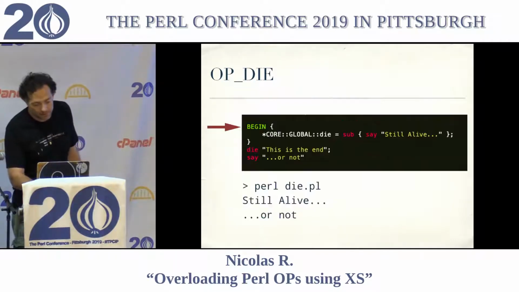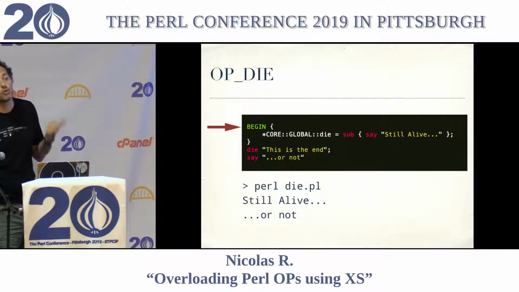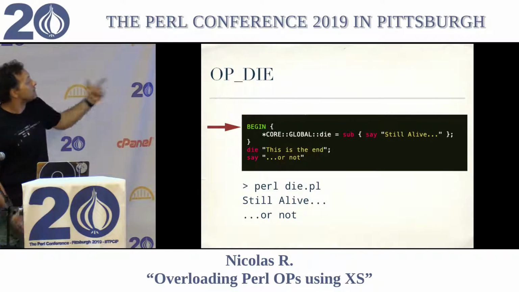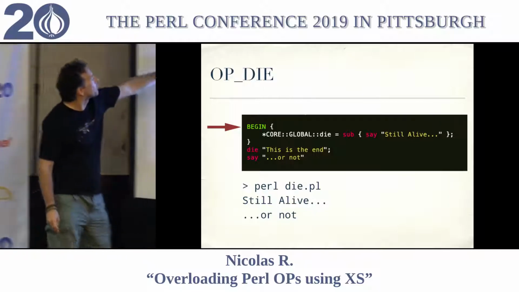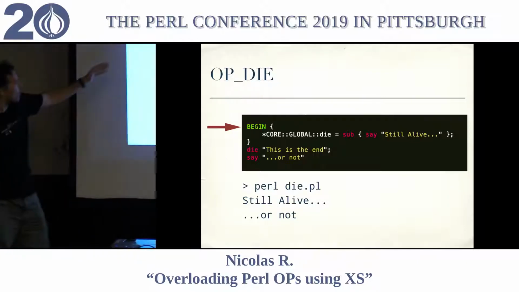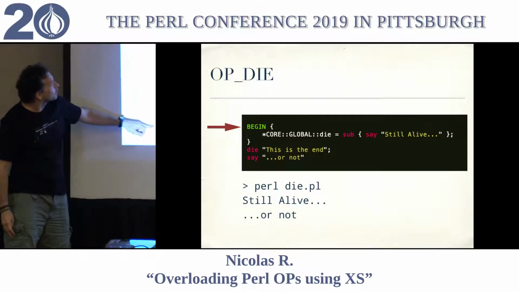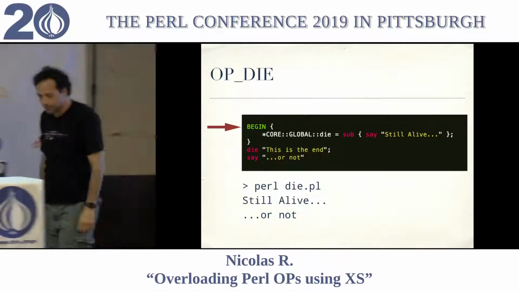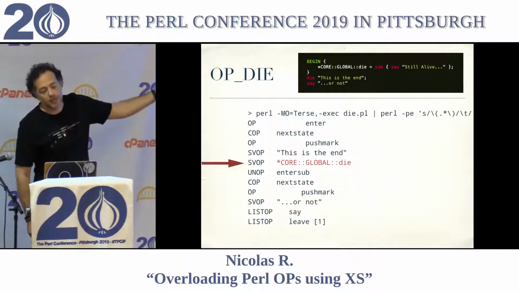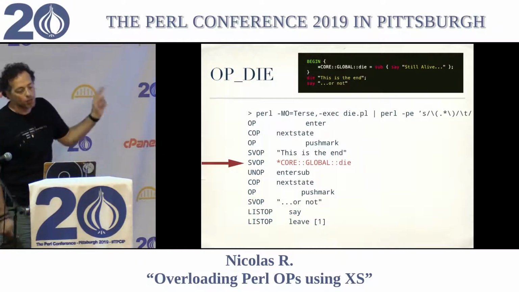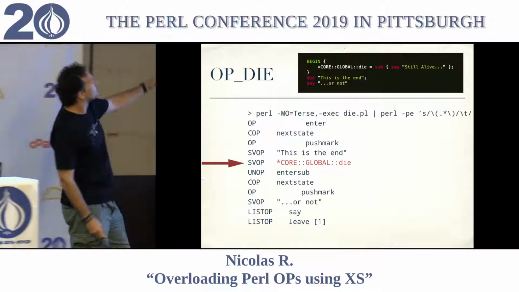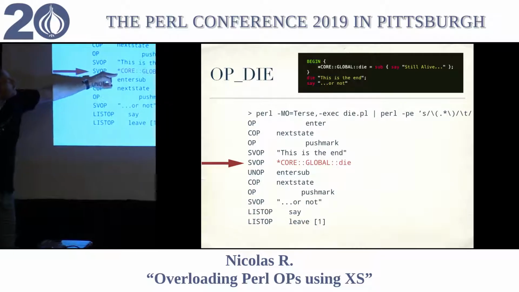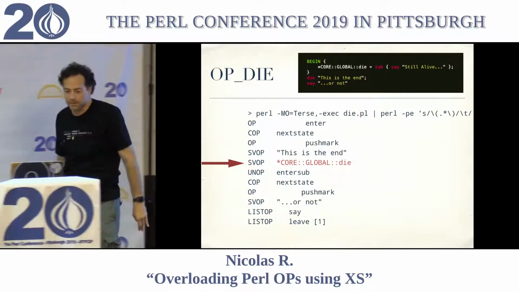So how do I solve that? To solve this, mainly, you overwrite that function at compile time. So now it works. Just adding a BEGIN block around that overload or mocking will now make your code continue. The die is not dying, it just says still alive, and you're reaching the or not line. And if we investigate what the op tree looks like, we can now see that the op tree is going to take the string there, but pass it to that CV there, and not our op anymore.